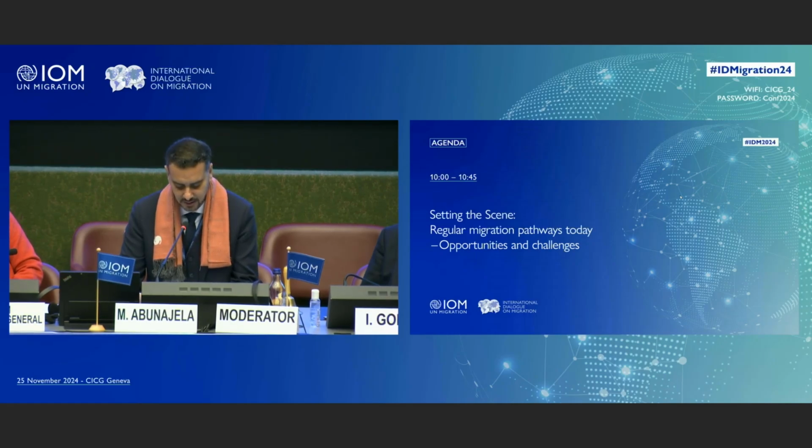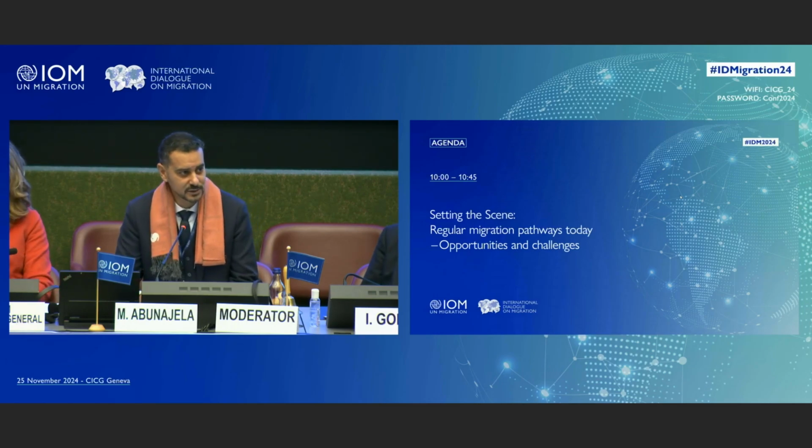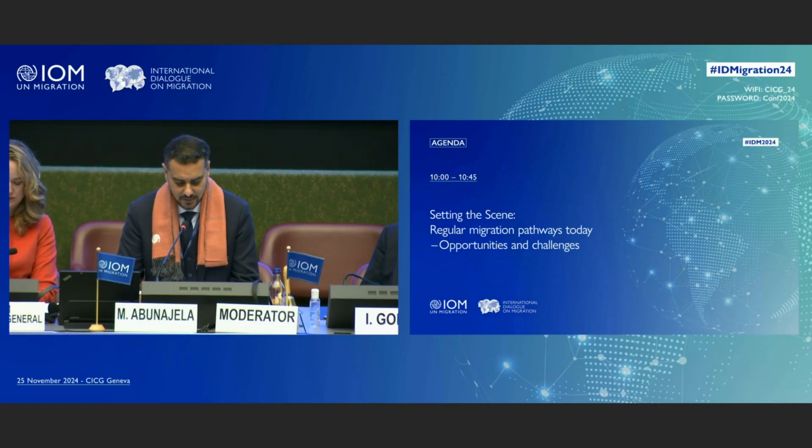Change and innovation are urgently required to capitalize on the opportunities for pathways of migration. And as I said, IOM has made regular migration pathways one of its three key pillars in its 2024-2028 strategic plan. And we will zoom in a bit more into this and discuss with our distinguished panelists and with their expertise to understand more about this.